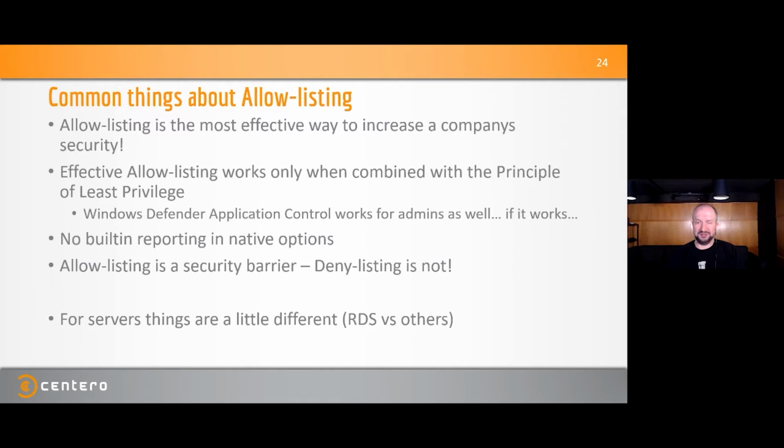No built-in reporting in native options. I mean, if you use AppLocker or software restriction policy, you will have to take care of logging and alerting yourself, but that can be done with the Windows event log collector or event log forwarding. Allow listing is a security barrier, deny listing is not. If you're serious about security, don't come to me saying that, oh, we have AppLocker, but we only use blacklisting, because that's not security, that's compliance.